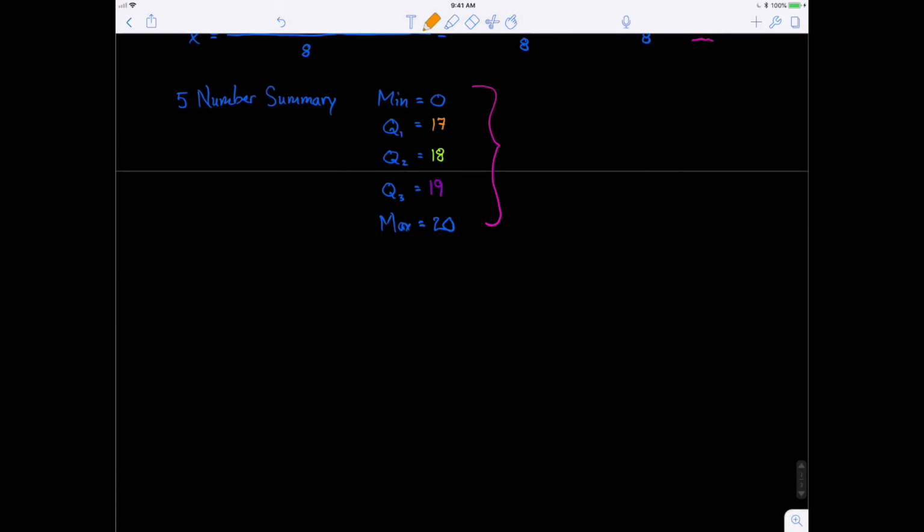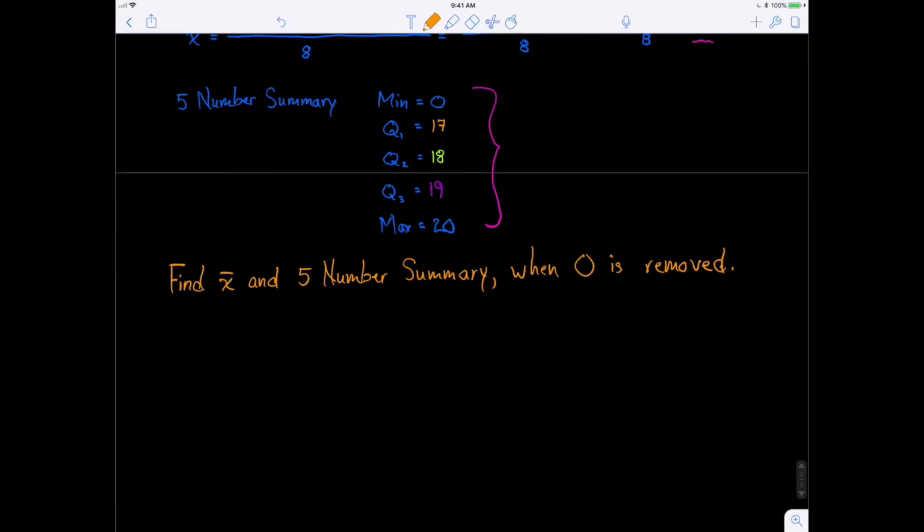So let's do this. We're going to find, let's write it this way, we'll find the mean and 5-number summary when 0 is removed. Okay, so here we go. Let's take a look at what happens now.